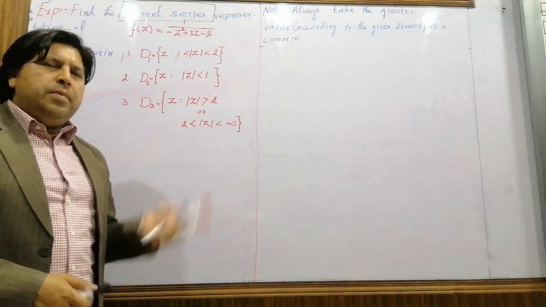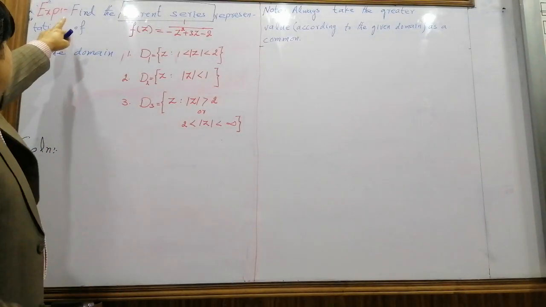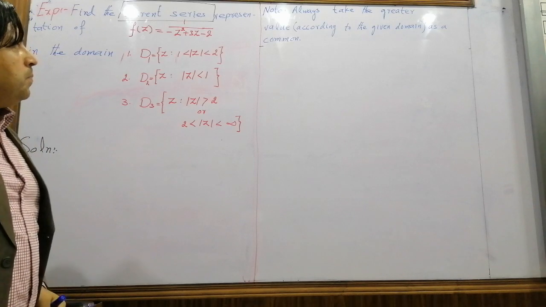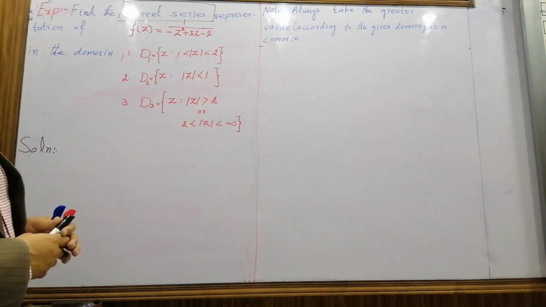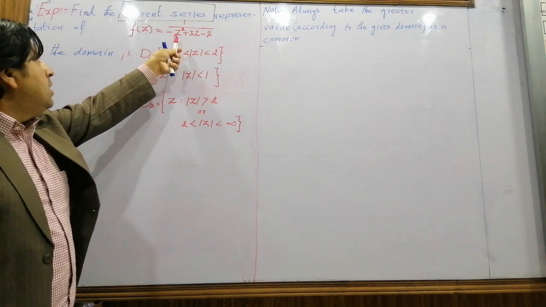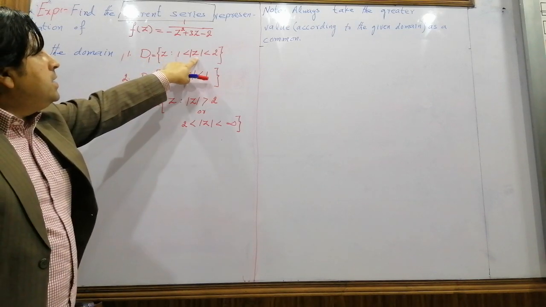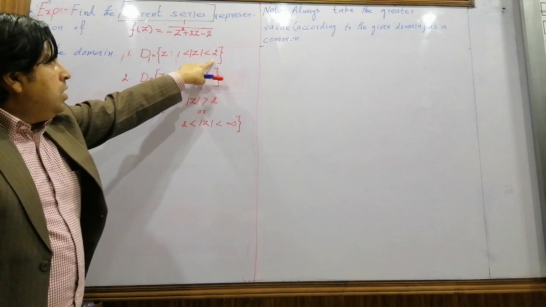Now I have to explain the Laurent series by solving some more problems. So let us start from this example. In this example, we are given a function f of z of the form this one, and we have to obtain the Laurent series first in the domain 1. The domain 1 is that z absolute is between 1 and 2.